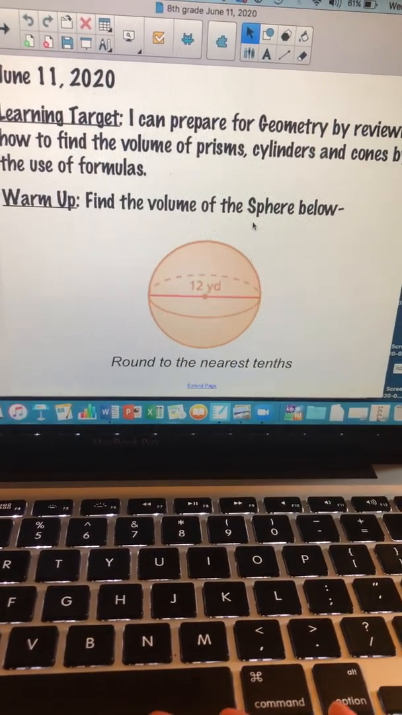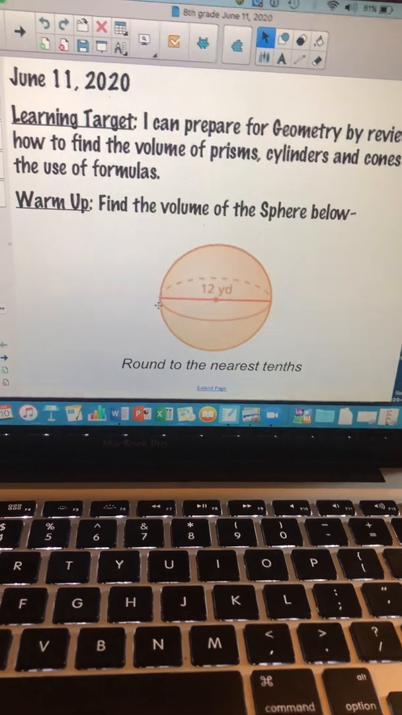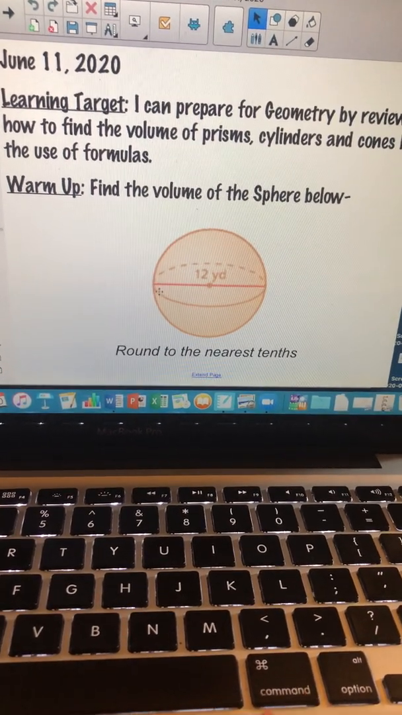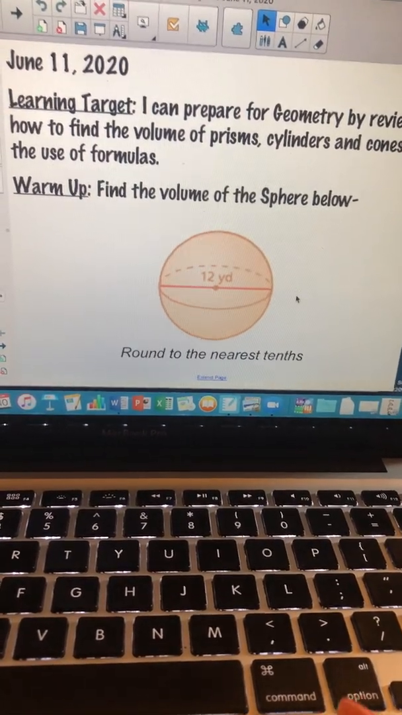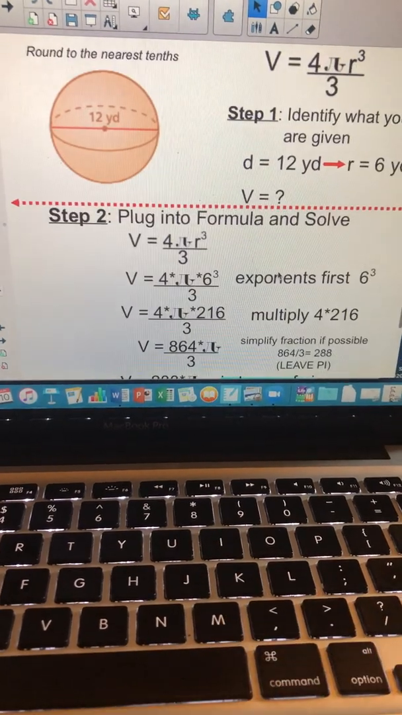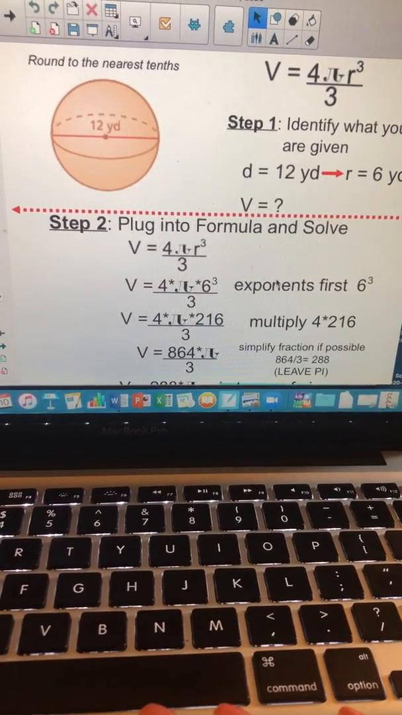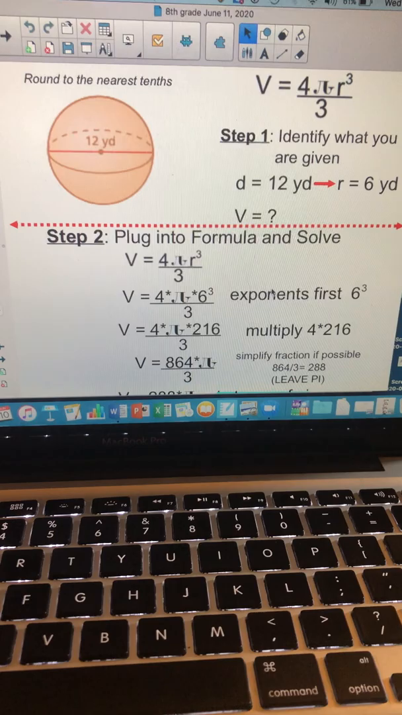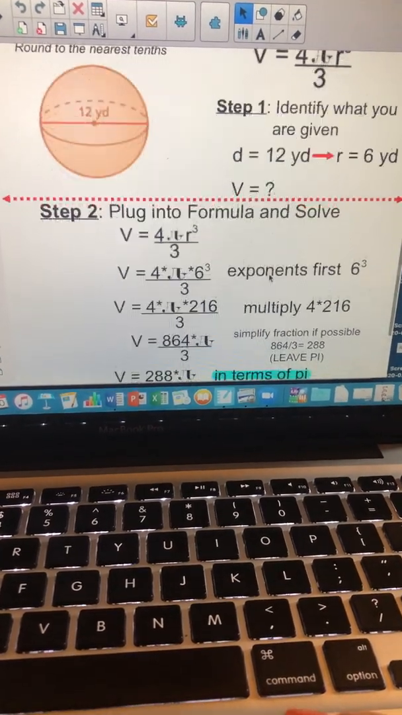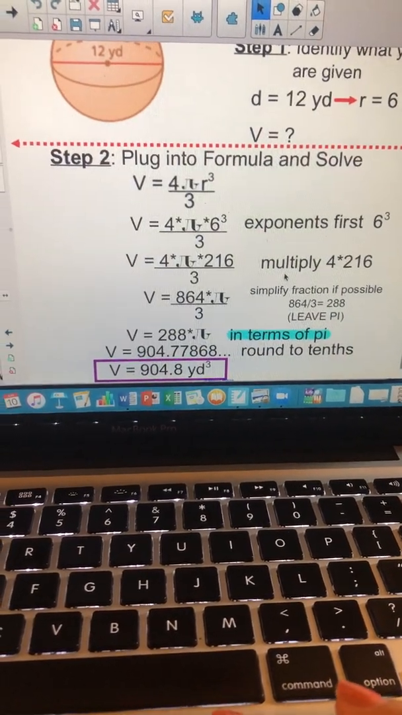So the warm-up asks you to find the volume of the sphere. Most of you did very well with this, but some of you still got confused. If they give you the diameter, you have to remember to split it in half. So the radius would be 6, since the diameter is 12, okay? And then the work is shown here.